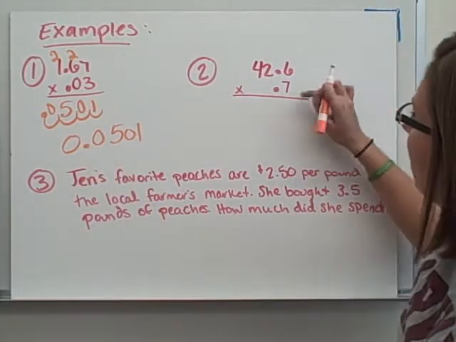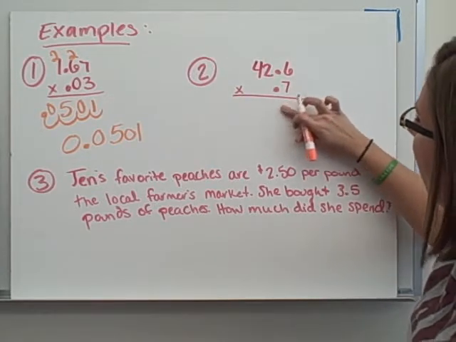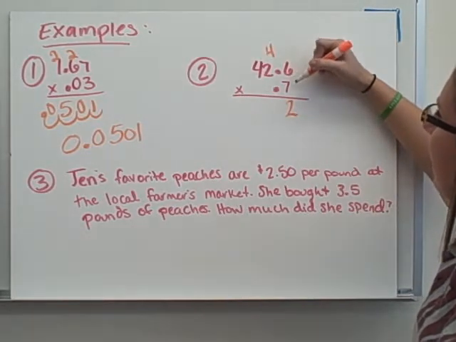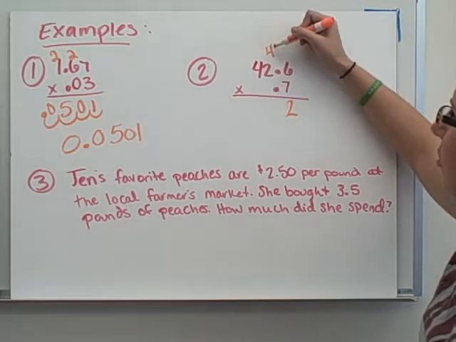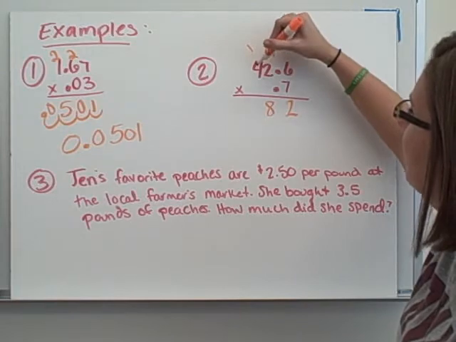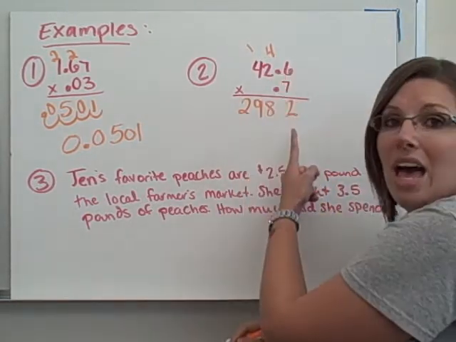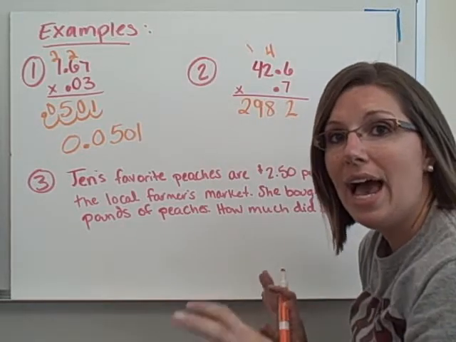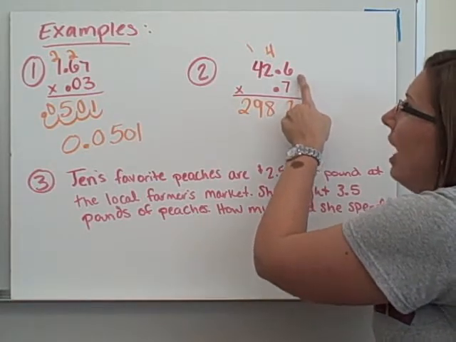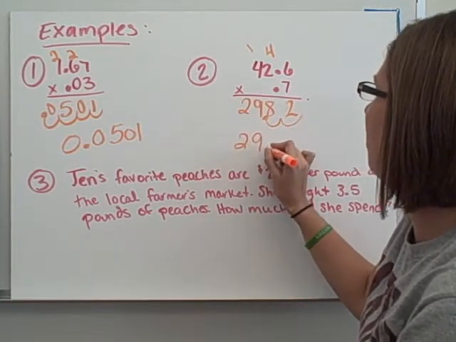Here's the next problem. 7 times 6 is 42. Oops, don't want to do that. 7 times 6 is 42. I write down my 1s and carry my 10s. 7 times 2 is 14, plus 4 is 18. And then 7 times 4 is 28, plus 1, 29. Don't get in the habit of bringing down your decimal. That's an addition and subtraction thing. Remember, when we're multiplying, we're counting the decimal places and moving. So our final answer is 29.82.